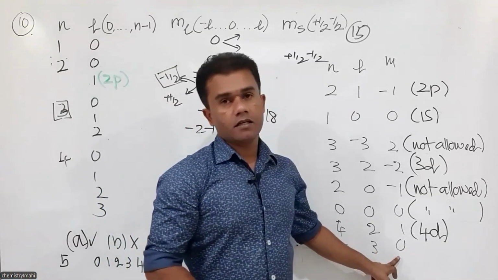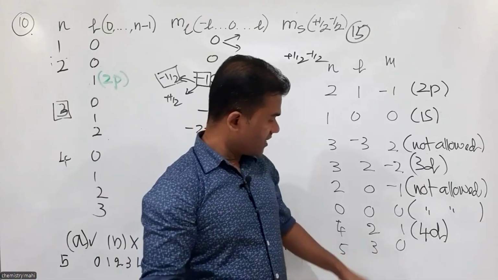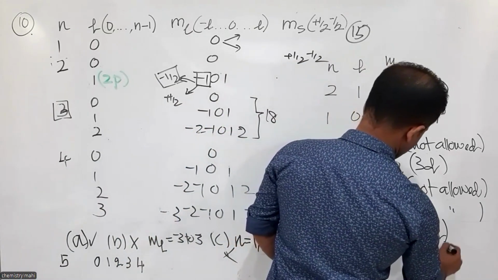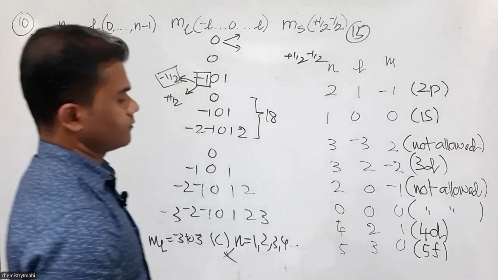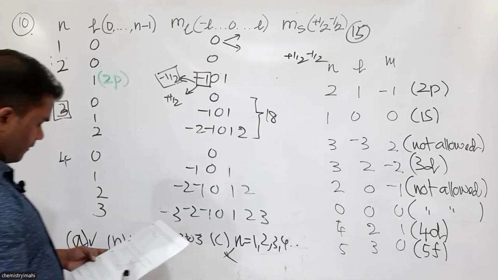Next, 5, 3, 0. l equals 3 is possible because l goes up to n minus 1, up to 4. And for ml, all values from -3 to +3, so 0 is possible. But l equals 3 is what? f. Therefore, this should be 5f. Those are the answers for question number 15.